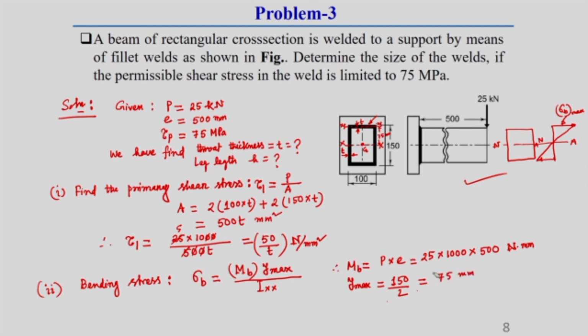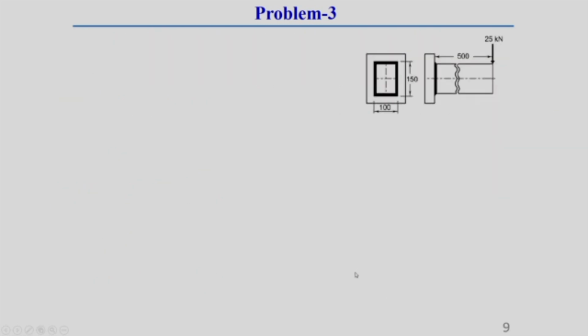So these two things I have already calculated. Now I will show you how to find the I xx of these four welds. Let this be our XX axis. How to find I xx? The thickness is already given as T, and I am representing this height as A and this length as B. So what should be the I xx of these four welds? Here 2 vertical welds are there and 2 horizontal welds are there.